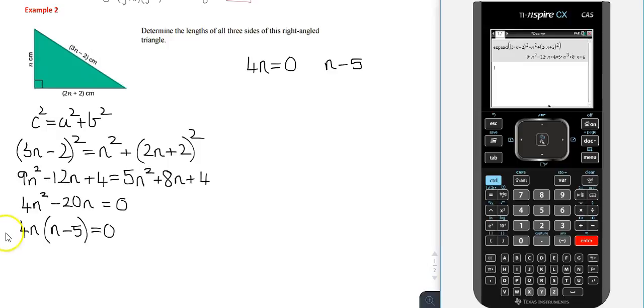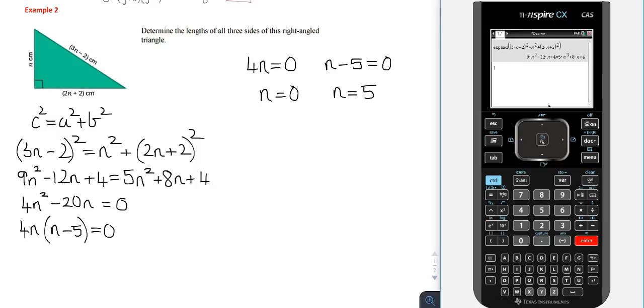So it's not our normal null factor law with two brackets, but this 4n just works like a bracket. So 4n equals 0, and n minus 5 equals 0. And then we just need to solve for n. So n is going to equal 0 or n equals 5.